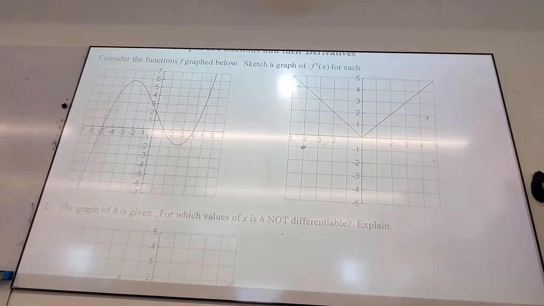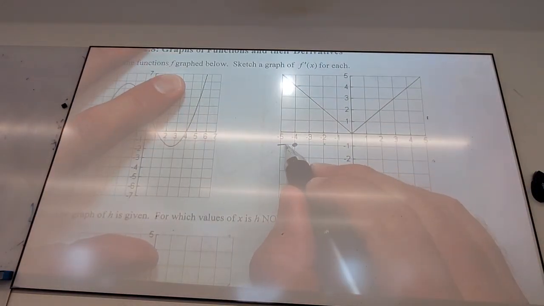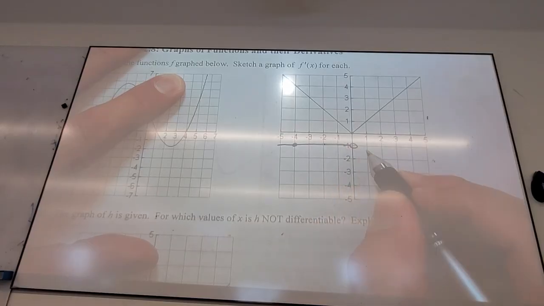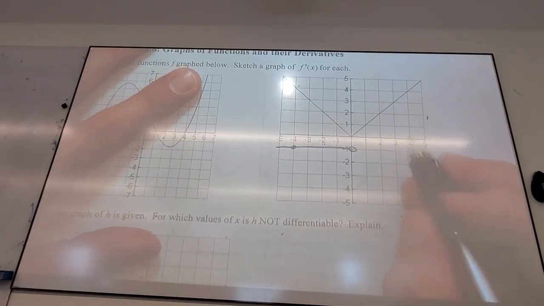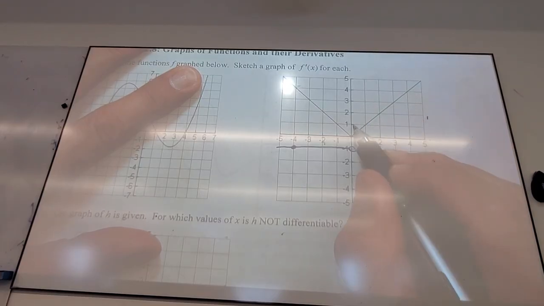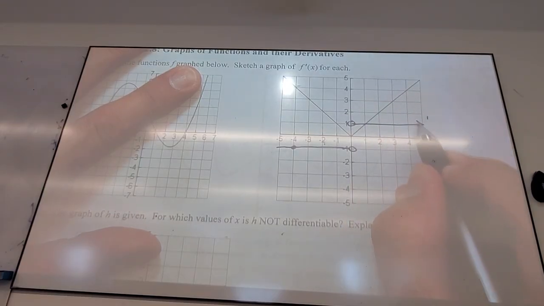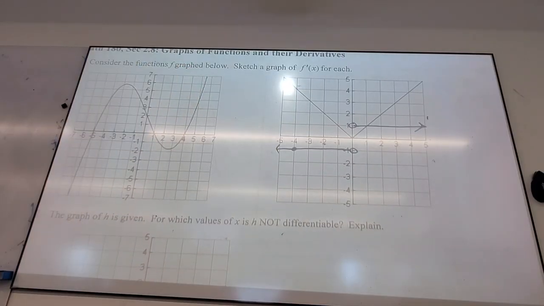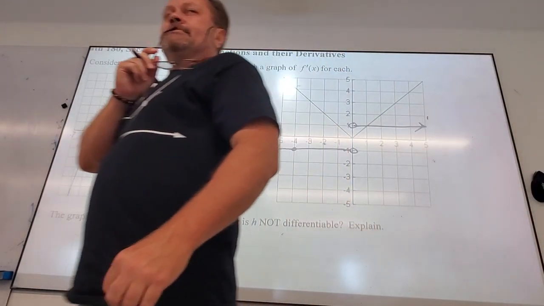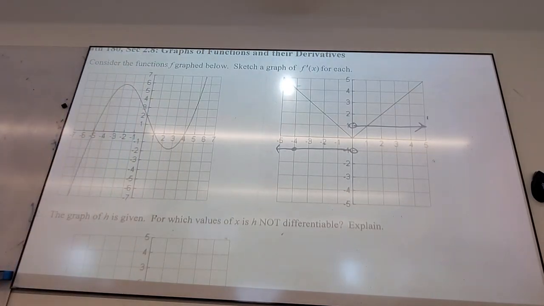-1. So all the way across, it's -1 until you get to 0. After 0, what's the slope forever? +1. Now, a really good question would be, what is the slope at 0? It's undefined. There's no slope at 0.